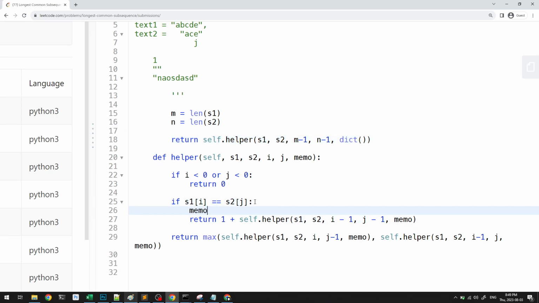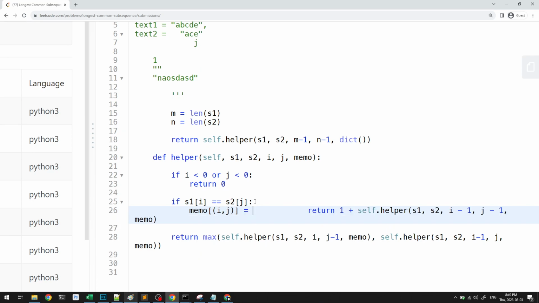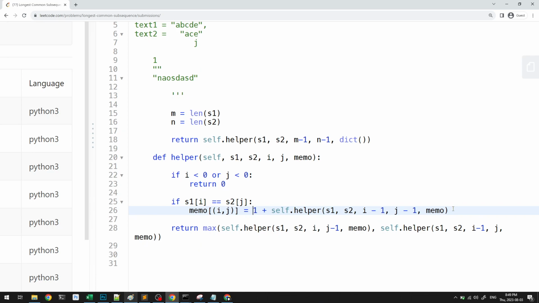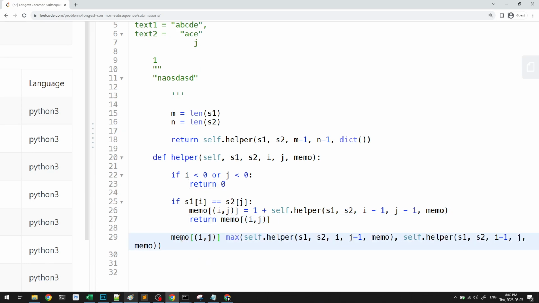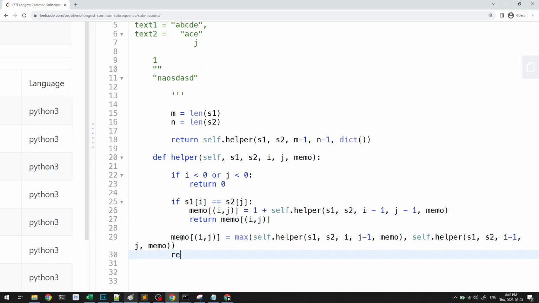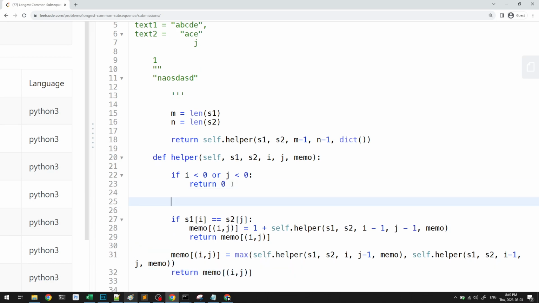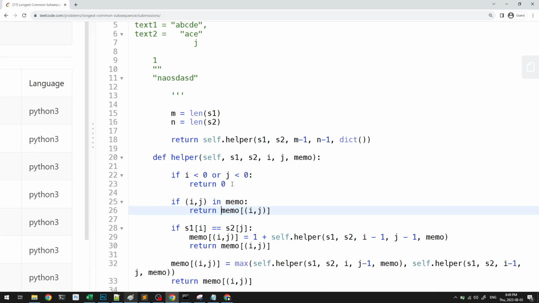So what we can do here is memo at I and J is equal to this. And then we can just return memo at I and J. Similarly, we will do the same thing here. We will cache this information, and then we will return this. Final thing is we need to check if I and J is even in the memo. If I and J in memo, then we can go ahead and return it.